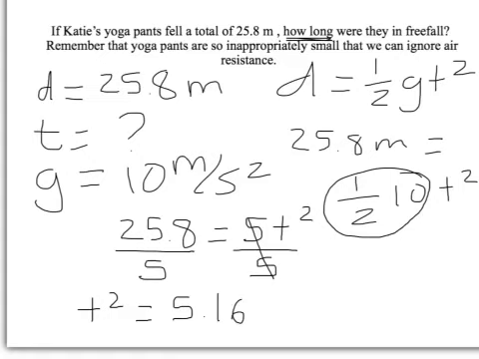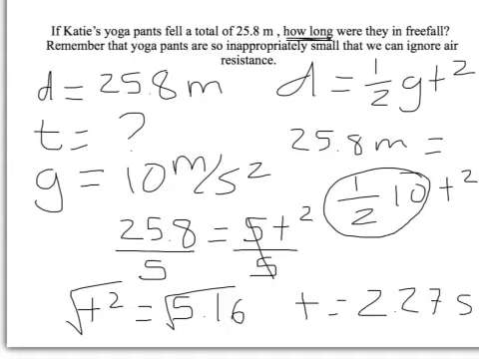So to solve for t, you want to take the square roots of both sides. And of course, the square root of t squared is the absolute value of t. The square root of 5.16 is 2.27. And the units are going to be seconds. So, I put a box around my answer.